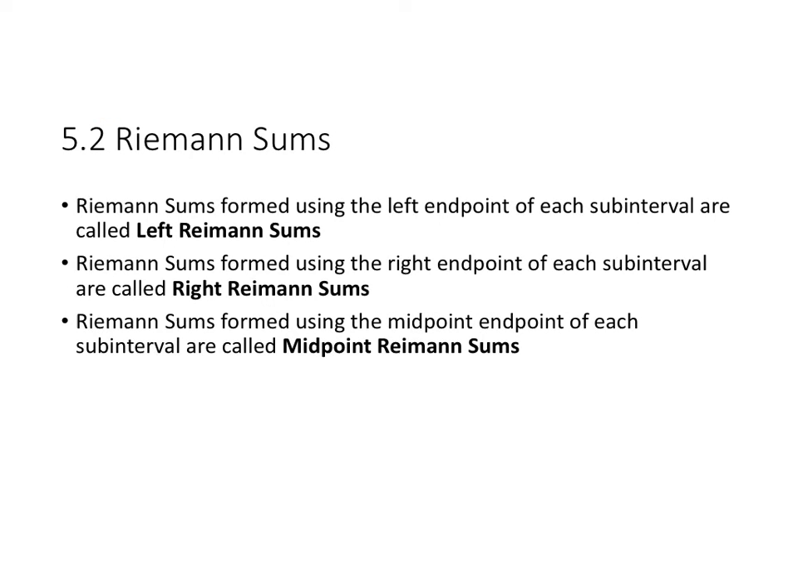So we have three different types of Riemann sums: the left Riemann sum, the right Riemann sum, and the midpoint. The left is formed by using the left endpoints. The right is using right endpoints, and the midpoint is the midpoint of each. Pretty self-explanatory, but you'll see in practice how it really works.